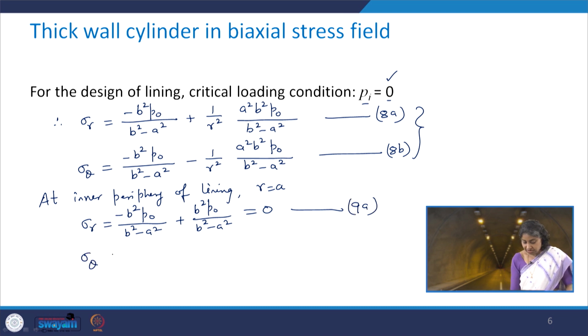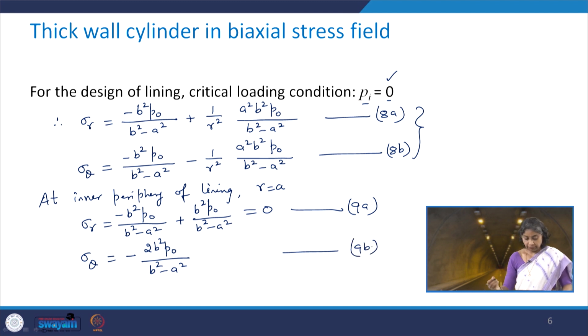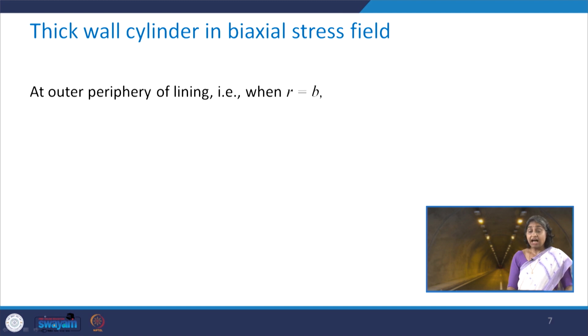And sigma theta will be equal to, just substitute here. So, this r square will become a square, and a square will get cancelled out. So, ultimately what you will have is minus 2b square p naught divided by b square minus a square. Okay. Now, what will happen at the outer periphery when r is equal to b?